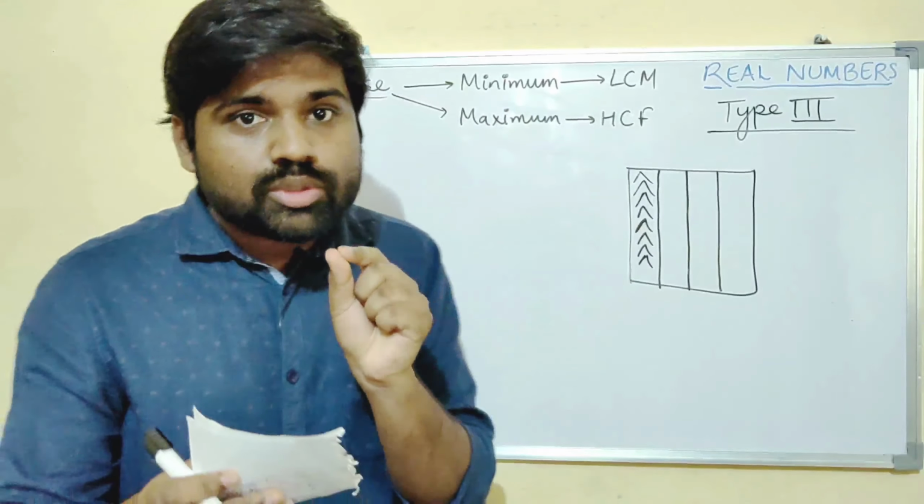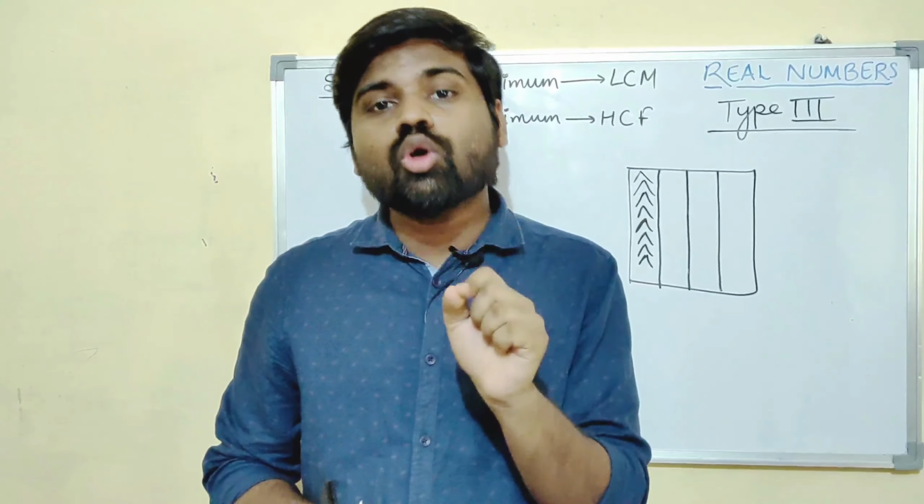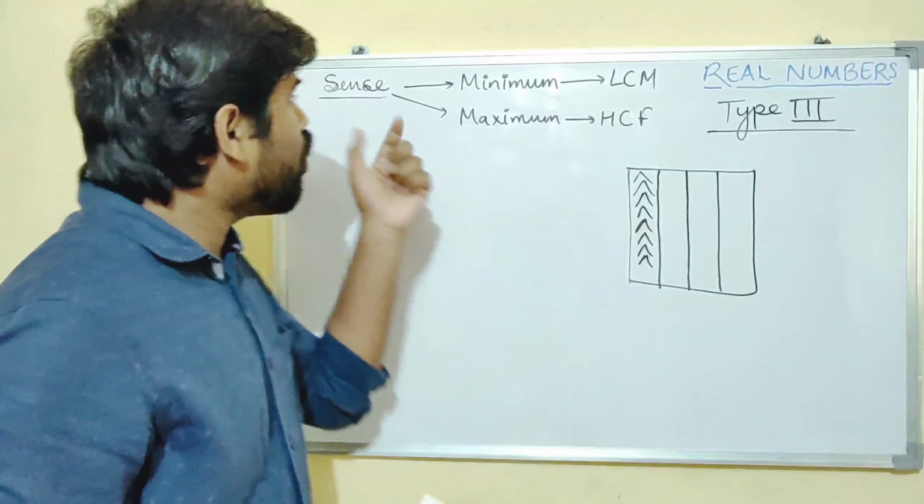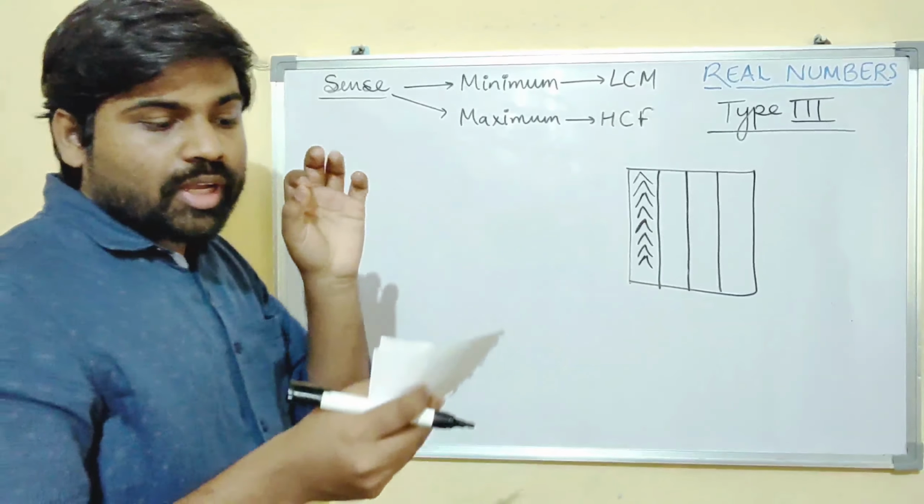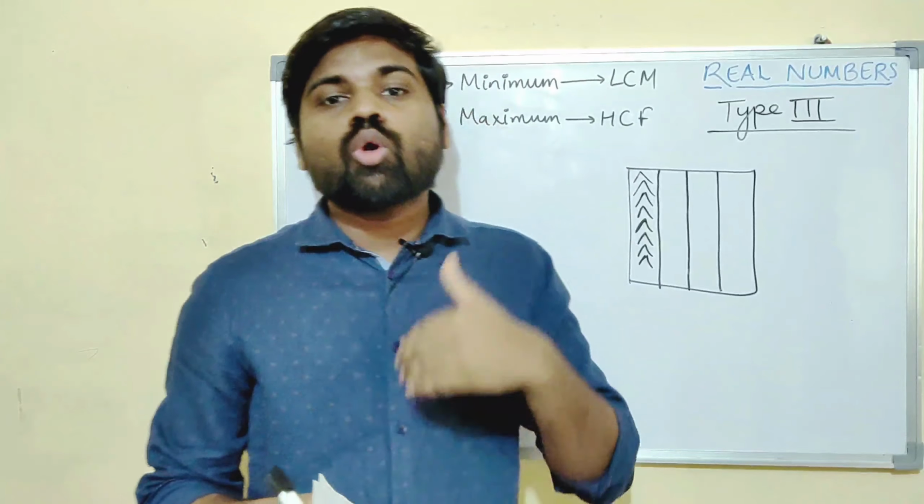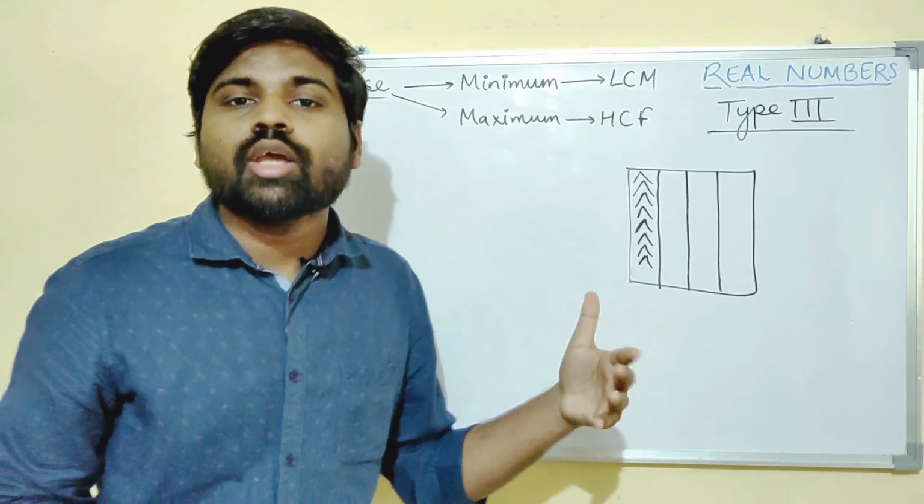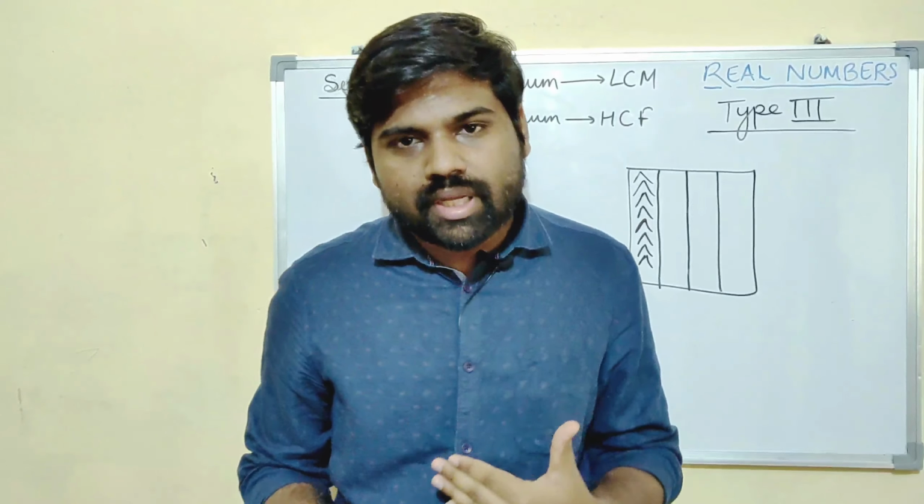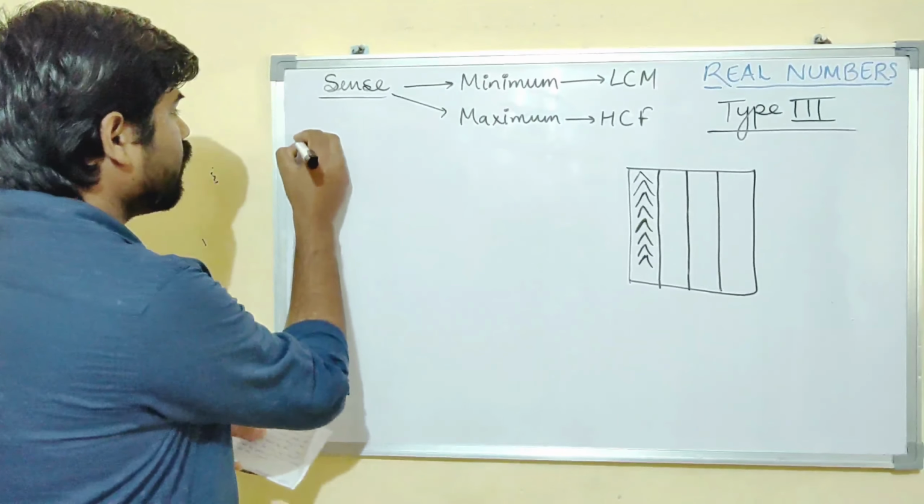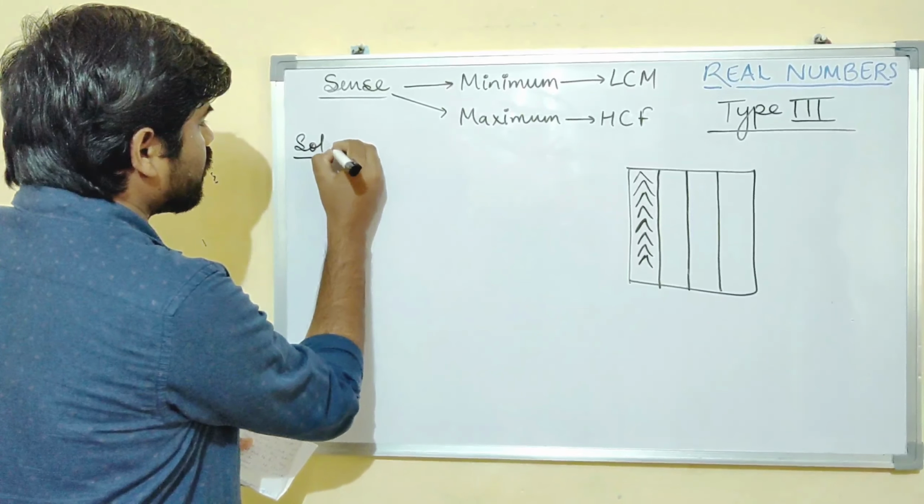But the word used here is least. So don't go by the word, go by the sense. When you read this question, you got the sense that you have to find the maximum. That means you have to find the HCF. Now what will you write? Let us do the solution for this question.